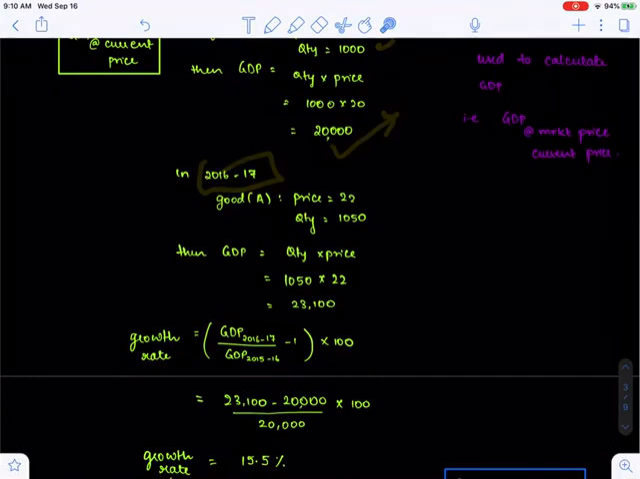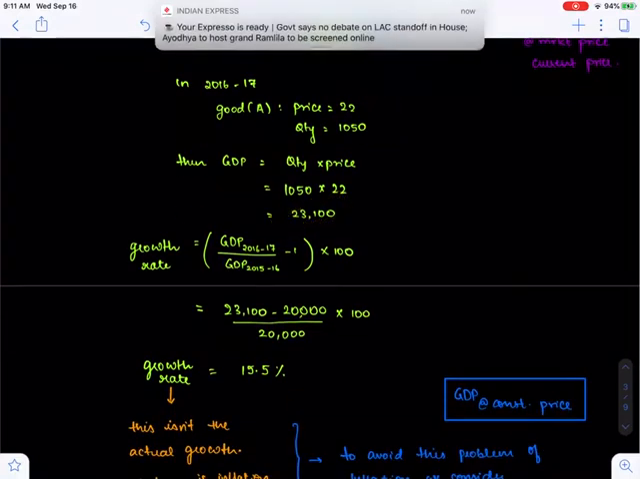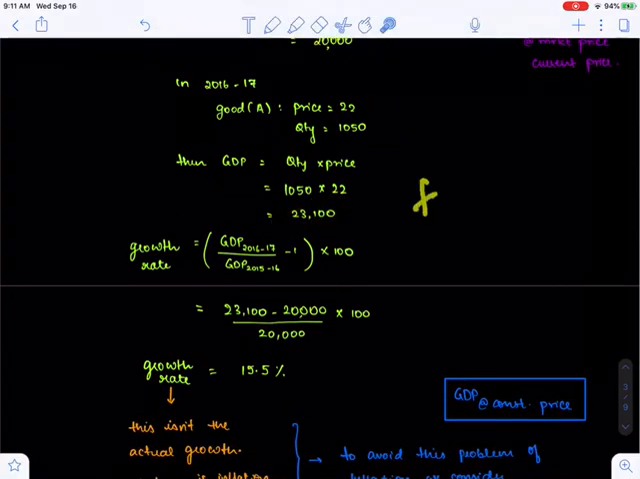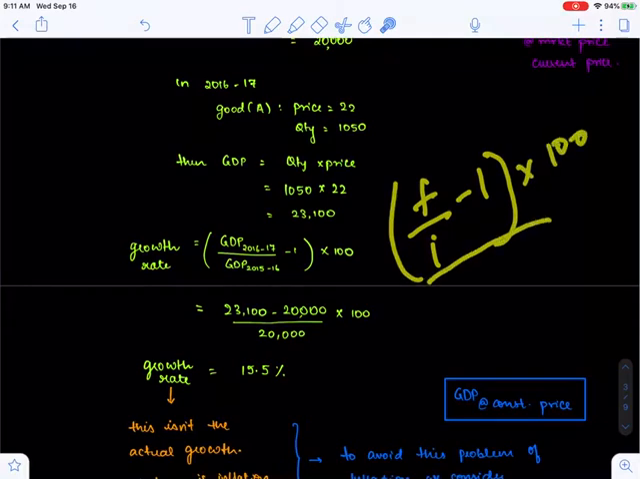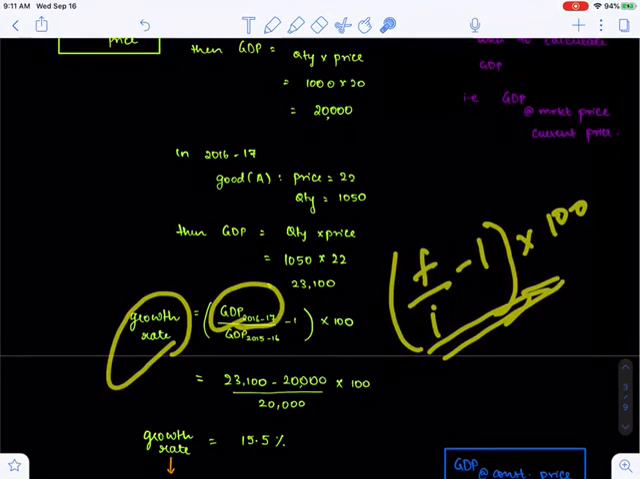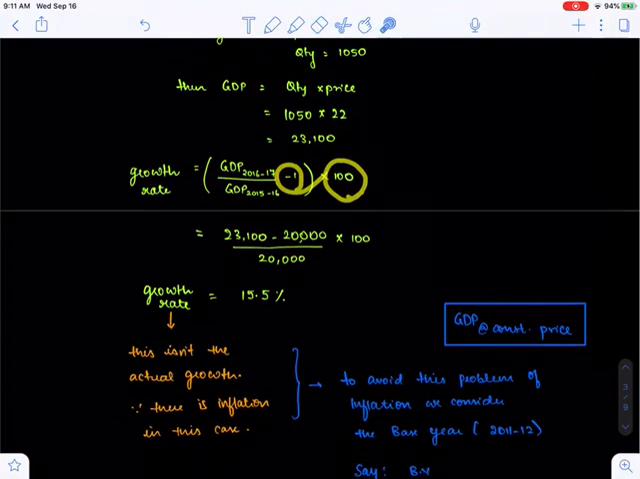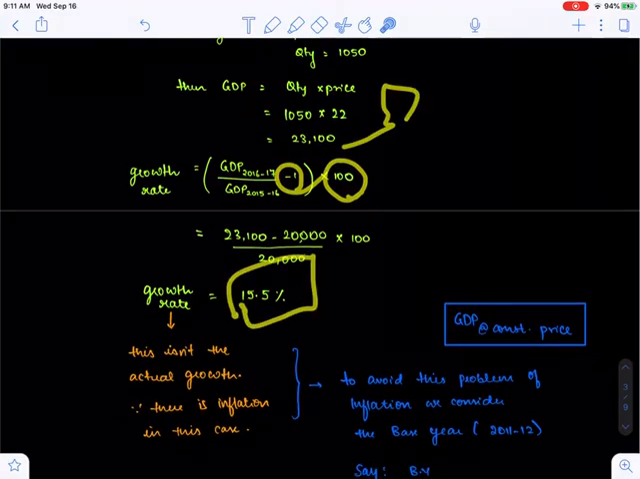Say in the year 2016-17, the price of good A is 22 and the quantity is 1050. So now the GDP will be equal to this into this, that is 23,100. So now what's the growth rate? We know that the percentage change can be represented by the formula final by initial minus 1 into 100. So the growth rate now can be given by GDP at 16-17 by GDP at 15-16 minus 1 into 100. So put in all these values, you'll get 15.5.